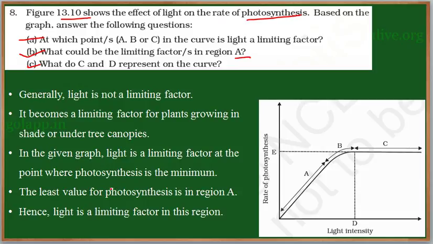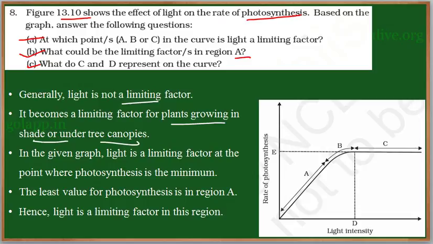So generally for photosynthesis, light is not a limiting factor. So light cannot be a limiting factor unless the plant is kept in a shady region or in a dark room. Only then can light become a limiting factor. So the plants which are growing in shade or under tree canopies, under a big tree, in such plants light can be a limiting factor, but otherwise light is not a limiting factor.